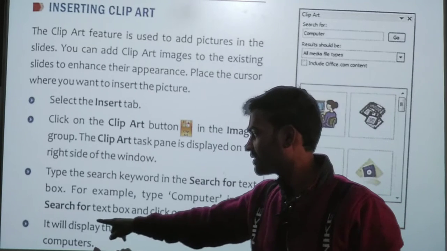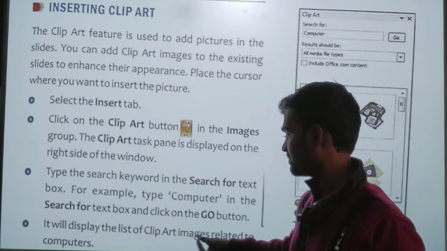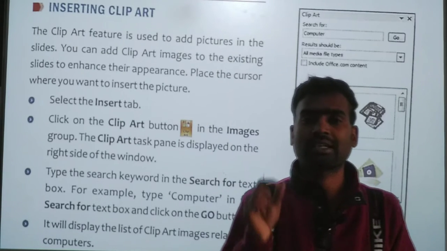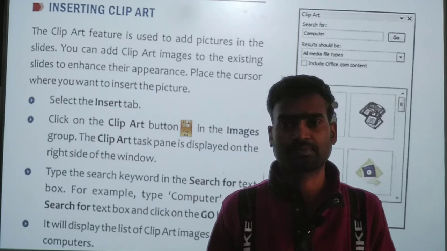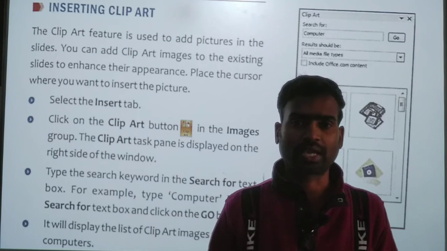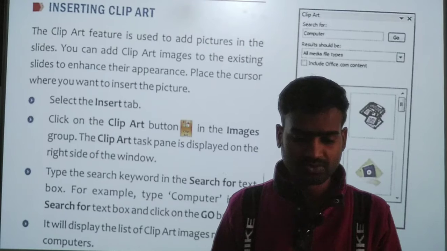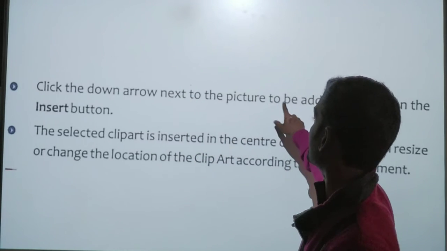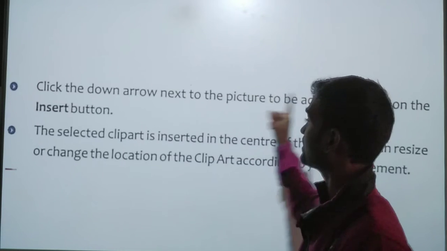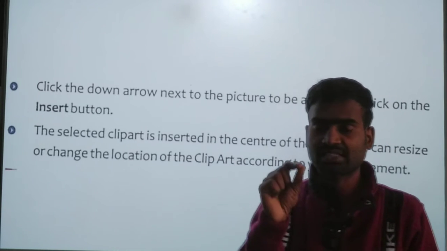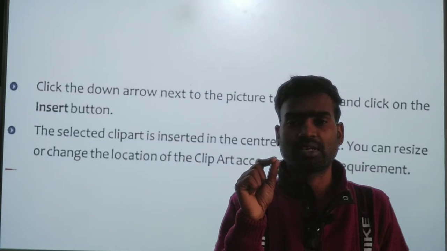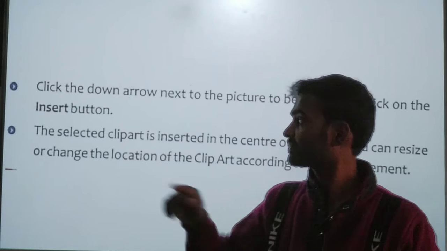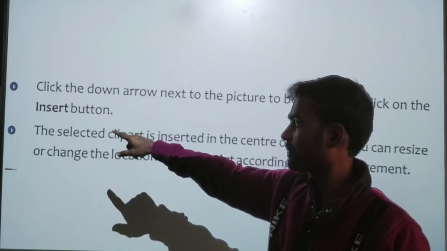And then it will display the list of clip art images related to the computer. Whatever is related to the computer, everything will show. So this is how we have to do it. Then click OK. Next, click the down arrow next to the picture to be added and click on the insert button. So after searching the clip art image, select the image and then give insert. So that will be inserted.